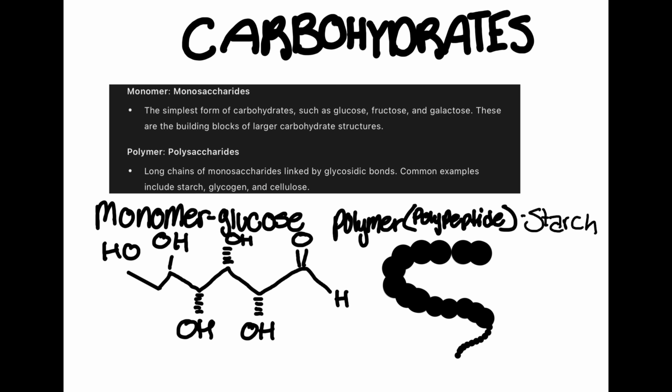Carbohydrates. Monosaccharides are the simplest form of carbohydrates, such as glucose, fructose, and galactose. These are the building blocks of larger carbohydrate structures. Polysaccharides are long chains of monosaccharides linked by glycosidic bonds. Common examples include starch, glycogen, and cellulose.